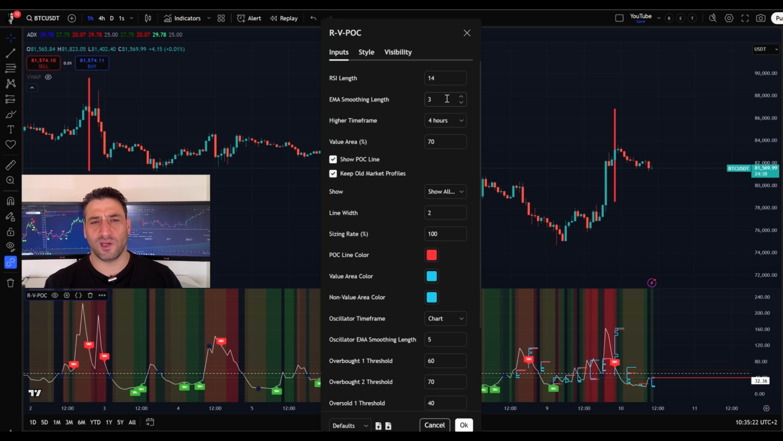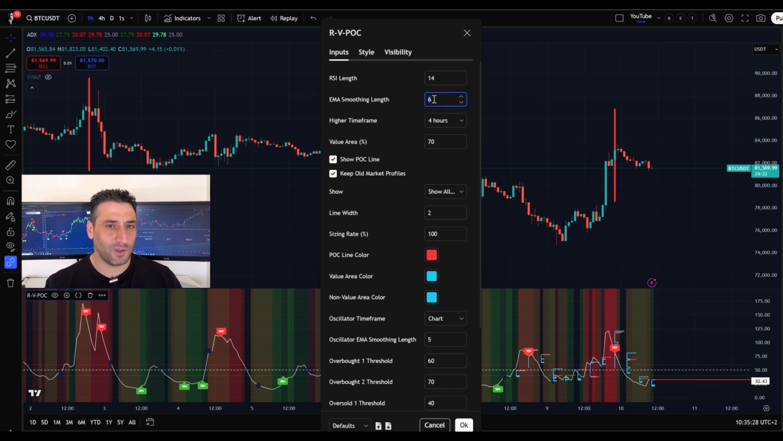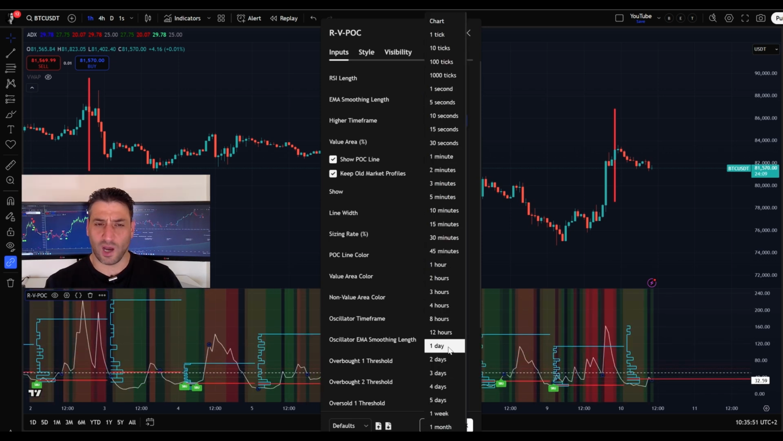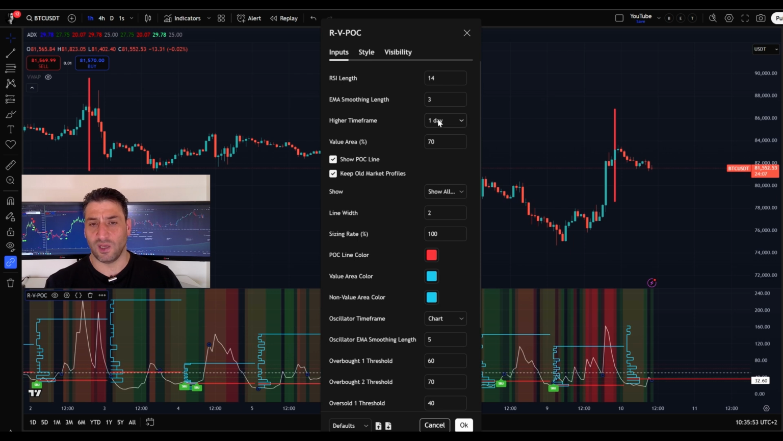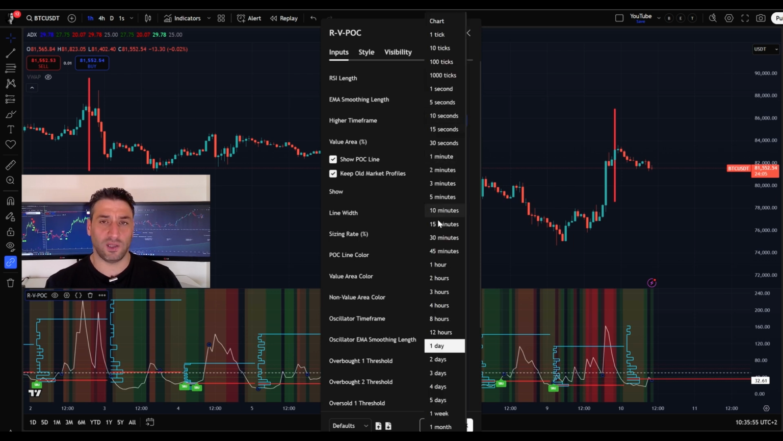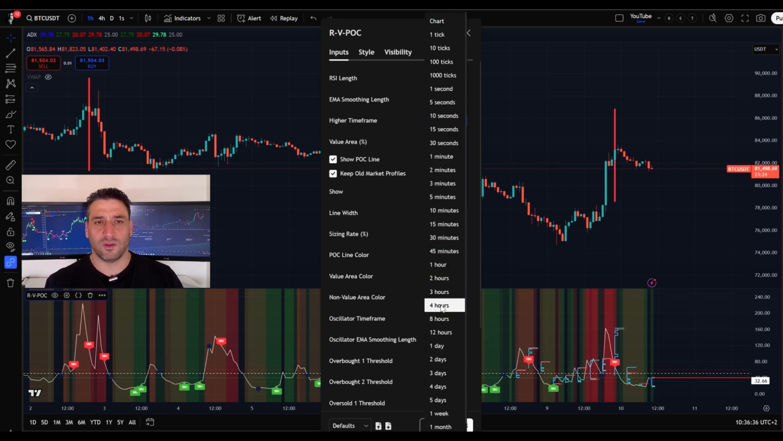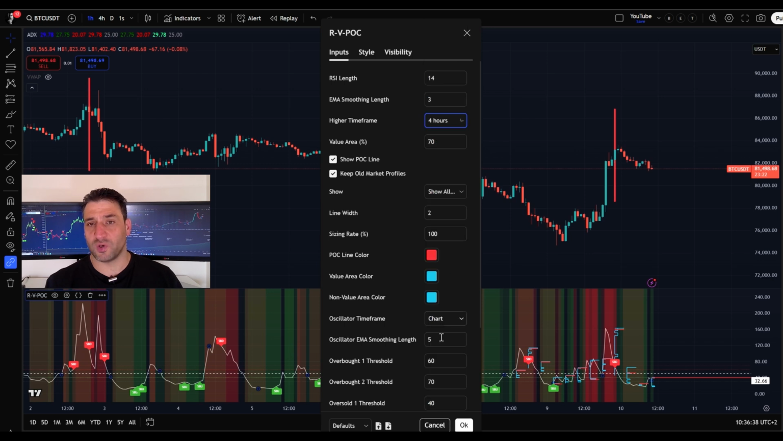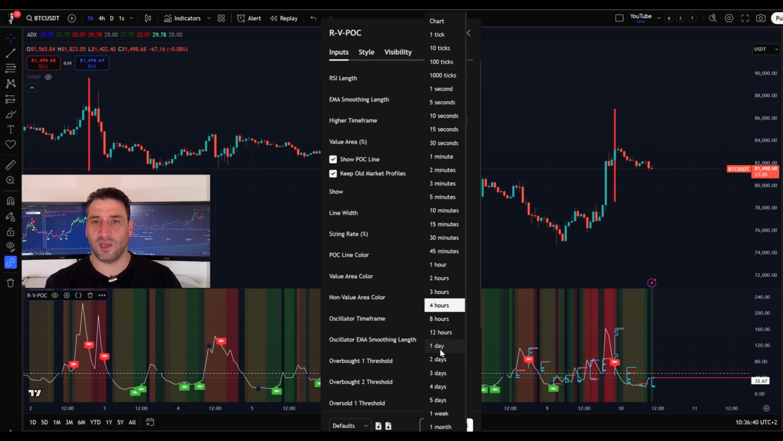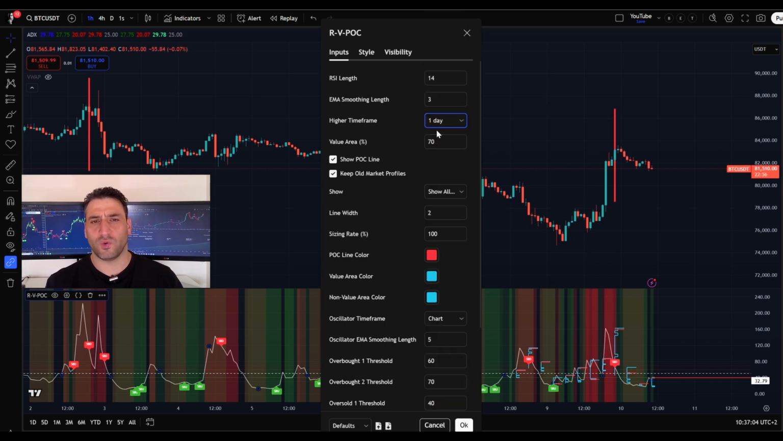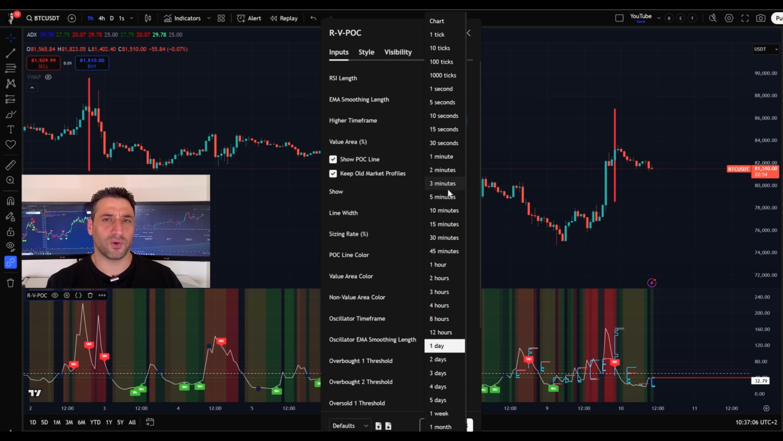EMA smoothing length, default 3. This smooths the RSI line. Increase it to 5 or 7 if you want a less choppy line, especially on volatile markets like crypto. Higher time frame, default at 45 minutes. This is the time frame for calculating the POC and value areas. On a 1 hour chart like this, 4 hours works well, but if you're trading, let's say, on a 5 minute chart, you might want to set it to 15 minutes for more granular data.